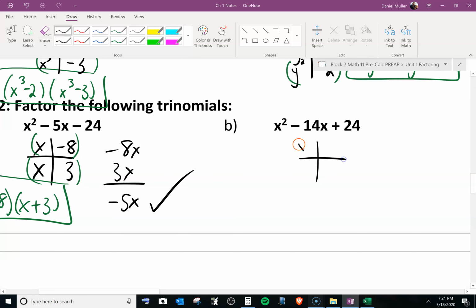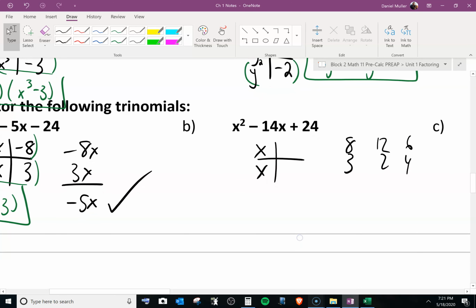Okay, keep going here. x and x, 24. Okay, so that's 8 and 3. Oh, 24 or negative 24? 8 and 3, what is it? 12 and 2, 6 and 4. Is there any way that I can get 14? 6 and 4, yeah, 12 and 2. So I'm going to choose 12 and 2.